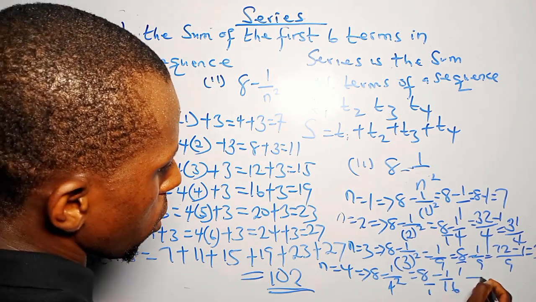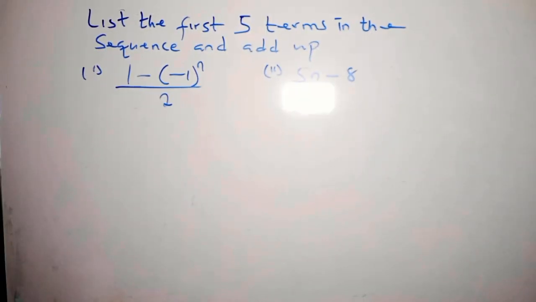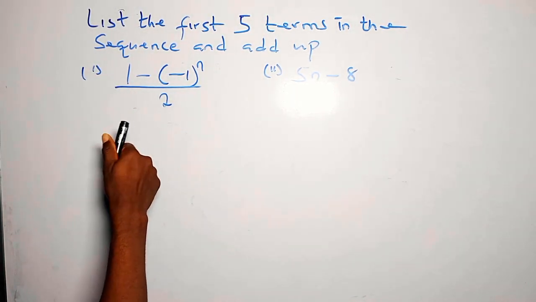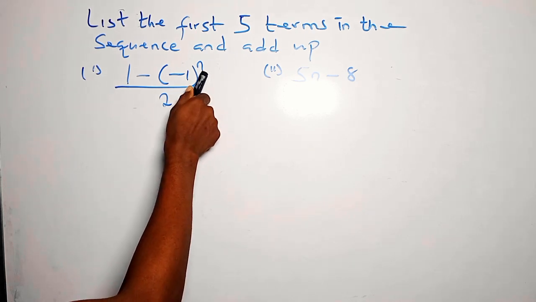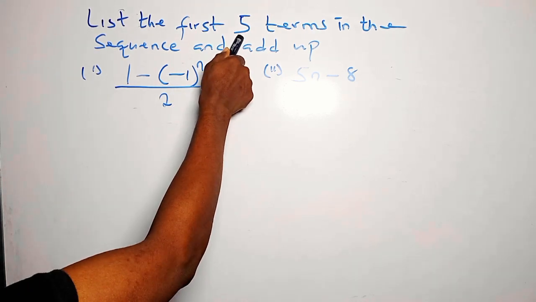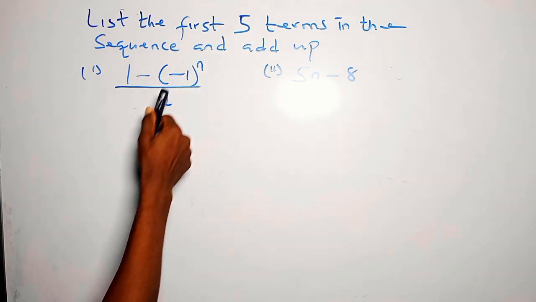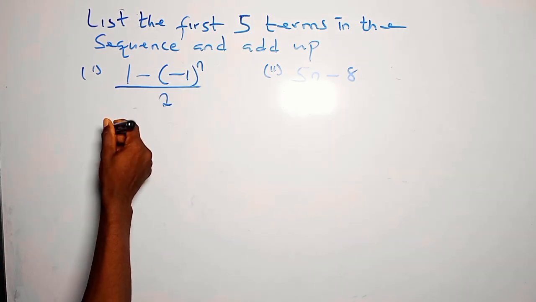The question says list the first 5 terms in the sequence and add up. So we have two sets of expressions we are working with, and we have to replace the n term up to 5. So we start with 1 and end at 5. So how do we go about this solution?